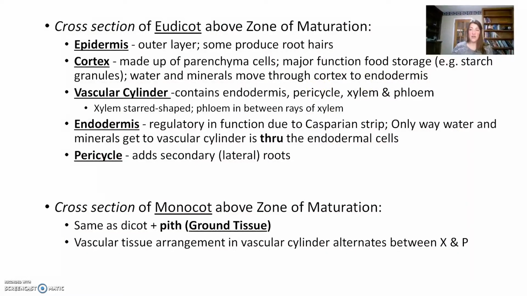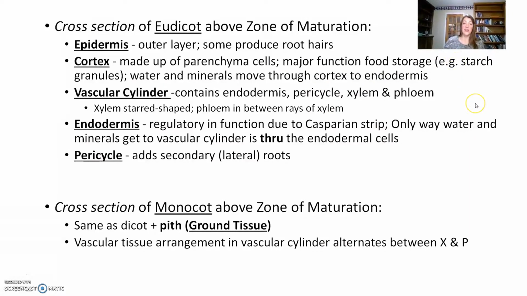Now if you take a cross section of a eudicot, so here's a plant, and you take a cross section, we're going to look at above the zone of maturation. So now we know we have all the cells that are specialized. You have the epidermis, the outer layer, which produces the root hairs. You have the cortex, made up of the parenchyma cells. Major function is food storage, such as starch granules.